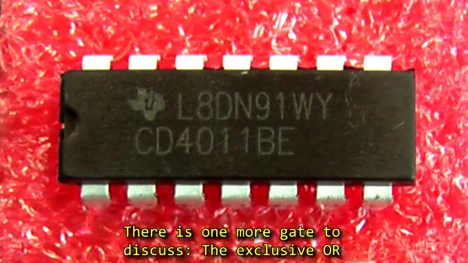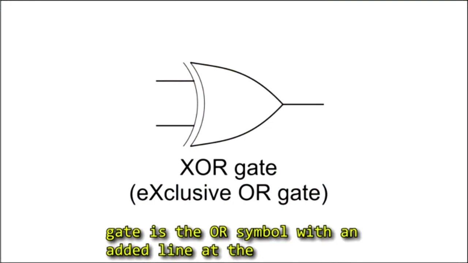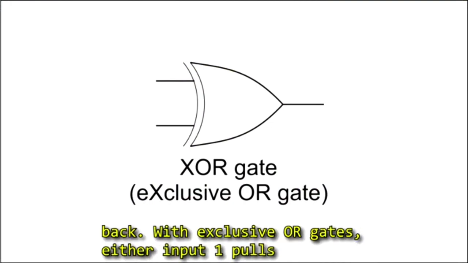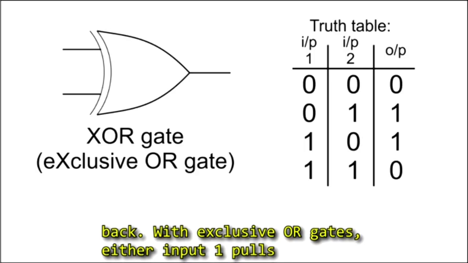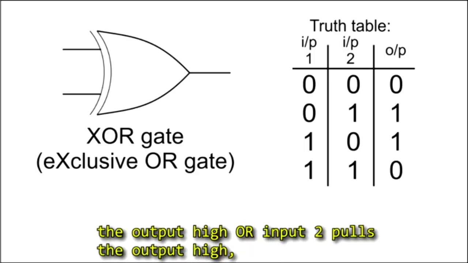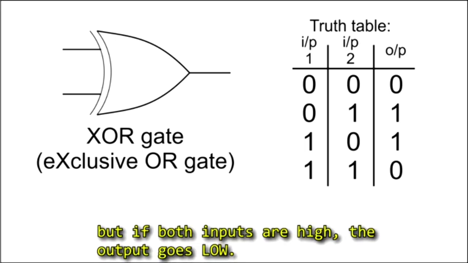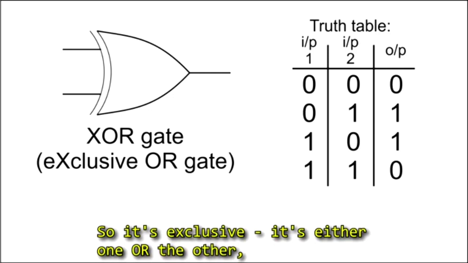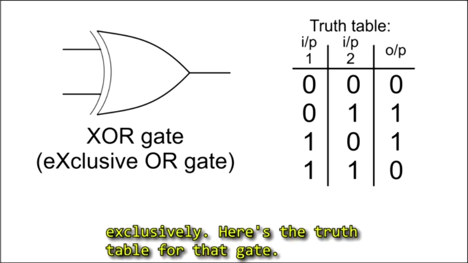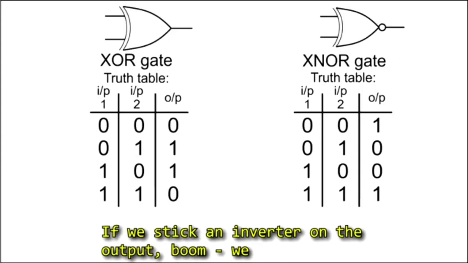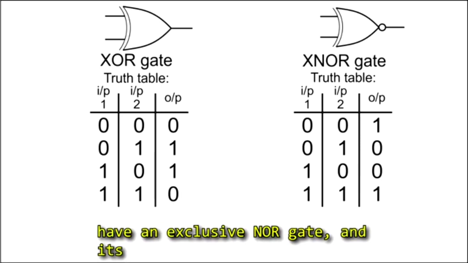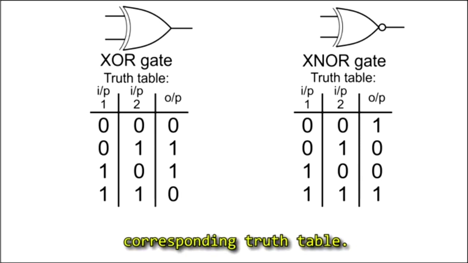Now there is one more gate to discuss. The exclusive OR gate is the OR symbol with an added line at the back. With exclusive OR gates, either input 1 pulls the output high or input 2 pulls the output high, but if both inputs are high, the output goes low. So it's exclusive. It's either one or the other exclusively. Here's the truth table for that gate. If we stick an inverter on the output, boom, we have an exclusive NOR gate and its corresponding truth table.